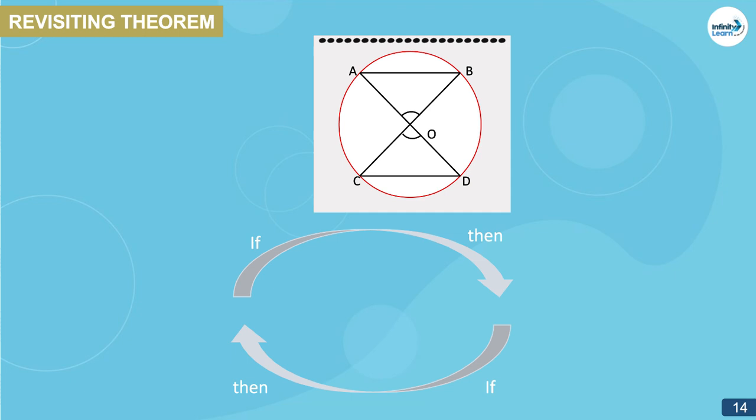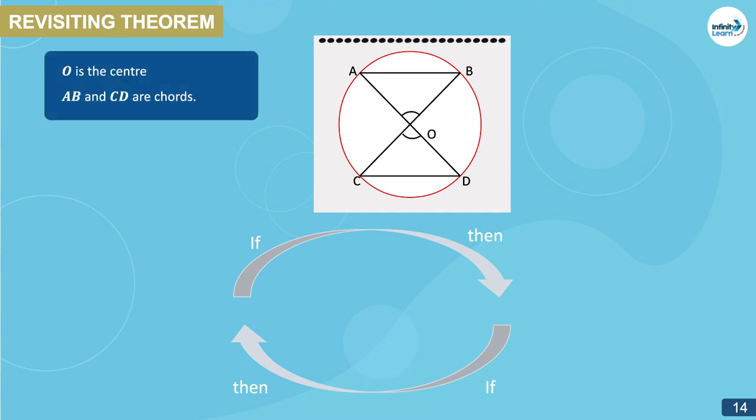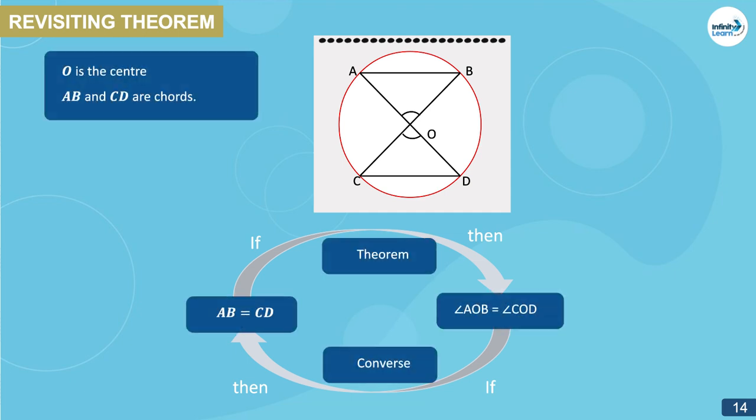चलो, moving on further, revisiting the theorem. If chords are equal, then angles are equal. Converse, if angles are equal, then chords are equal. Clear?